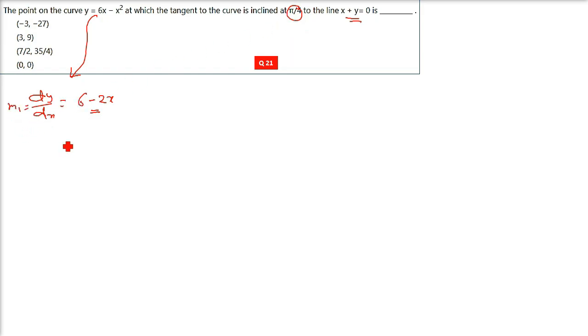That is, m1 is the differentiation of the first curve. The second line is no tangent. It is just that the tangent is having this angle with this line. So we will find out the slope of this line. How to find out the slope of this line? Same thing, we will differentiate it. So in this case, dy by dx is equal to -1.